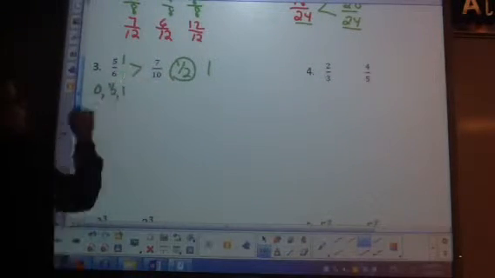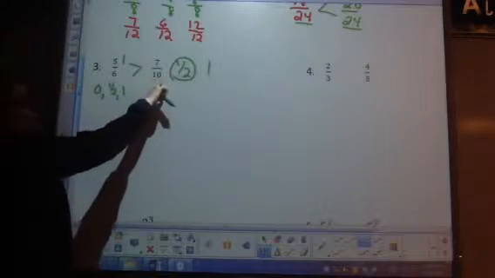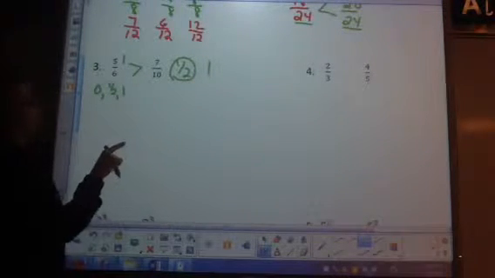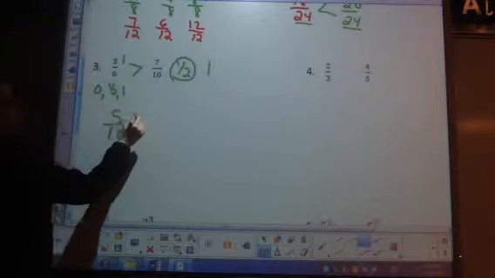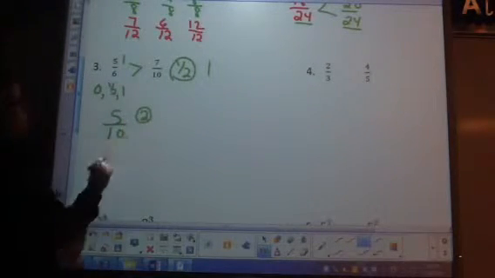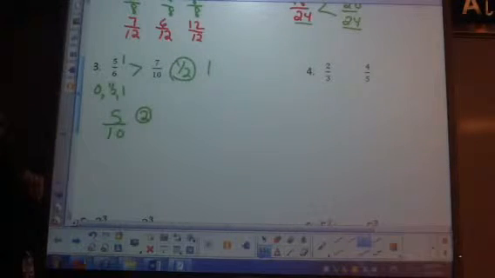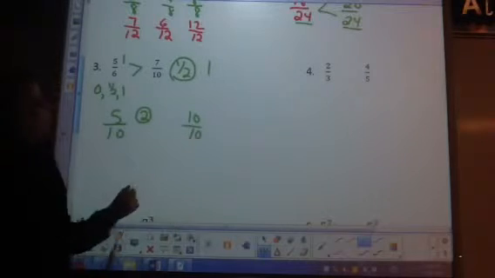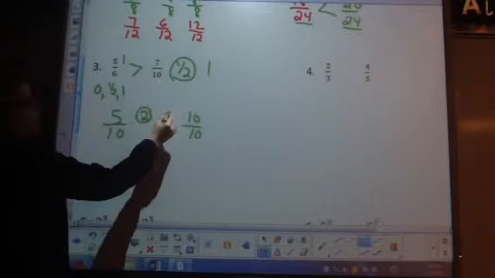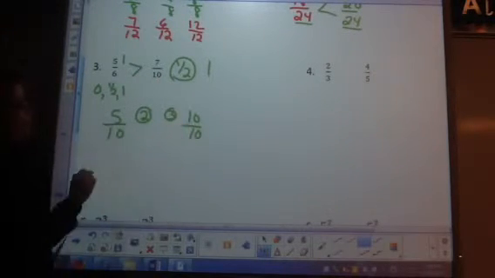Therefore, 5/6 is greater. Now you're thinking, well, why is 7/10 closer to a half and not closer to 1? Well, half is 5/10. So it's 2 tenths to the right of a half. And for a whole, it is 10 minus 7, 3 tenths away from a whole. So it's closer to a half.